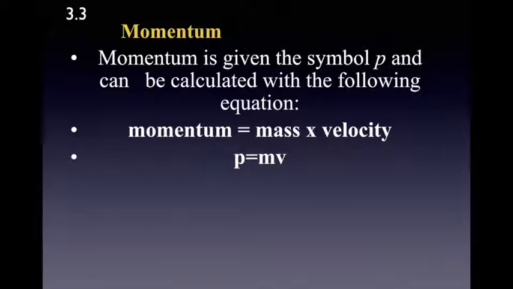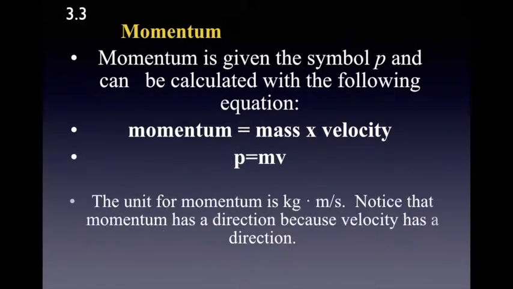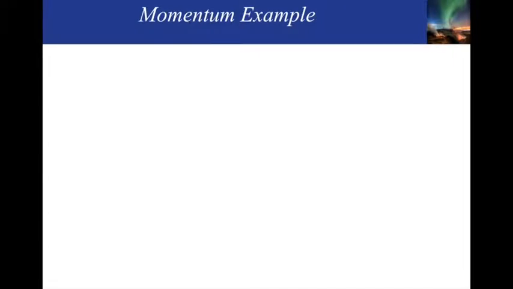Momentum is given with the symbol P and can be calculated with mass times velocity. So the unit for momentum is kilogram meter per second. Notice that momentum has a direction because velocity has direction, so you can use this as a vector quantity to show which direction the momentum is in.